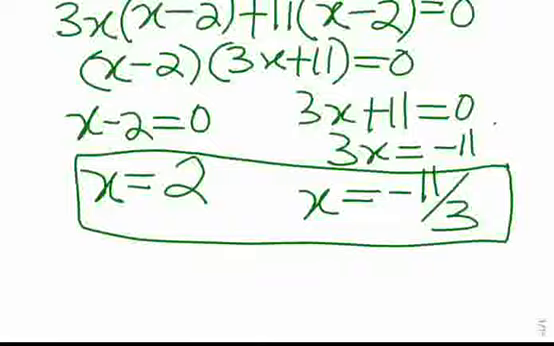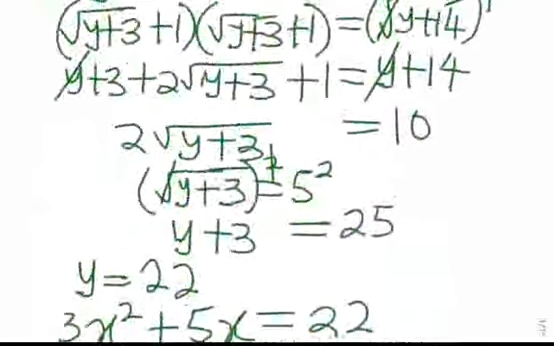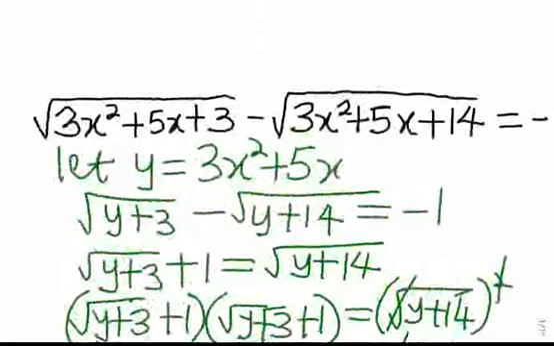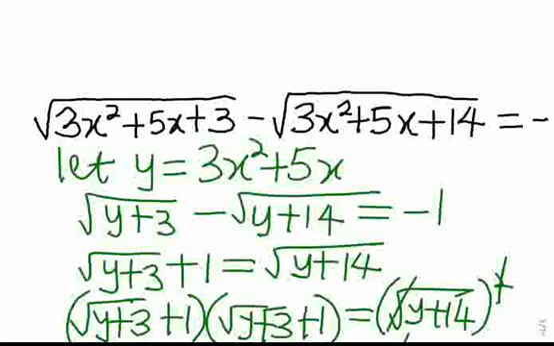For the sake of time, I'm going to use just one to prove if our answer is correct. x equals 2 is a solution to this question. Let's plug in x equals 2. If we plug in x equals 2, 2 squared is 4, 4 times 3 is 12, 5 times 2 is 10, 10 plus 12 is 22, 22 plus 3 gives 25.